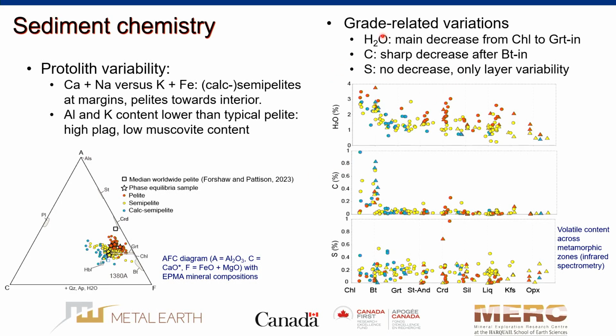The grade relations, we also tracked that, using infrared spectrometry on carbon and sulfur, as well as H2O plus or H2O crystallization. And you can see that you get a main decrease from basically right at the biotite-in. You get a drop in H2O, a sharp drop in carbon. Sulfur, though, basically has no trend, only layer-to-layer variability.